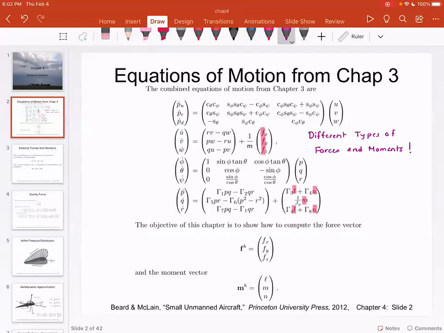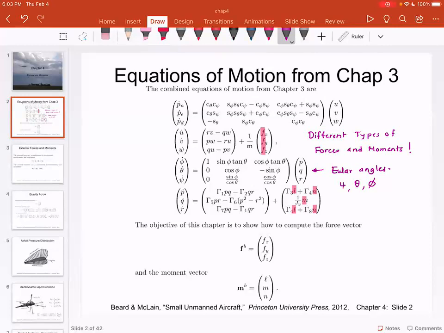And one thing I would like to clarify: the equations on this slide are in terms of Euler angles. In other words, we have yaw, pitch, and roll as the rotation describing angles. We can write the same equations in terms of quaternions, and the analysis would be the same.